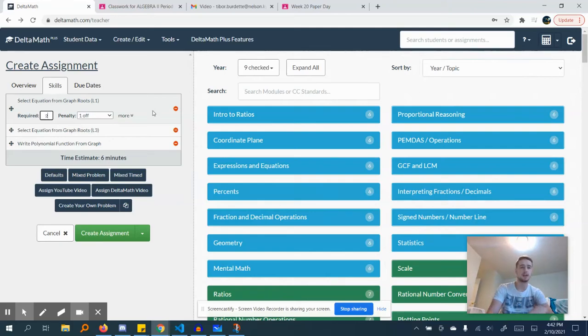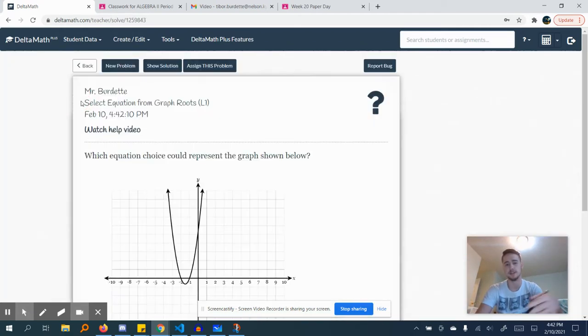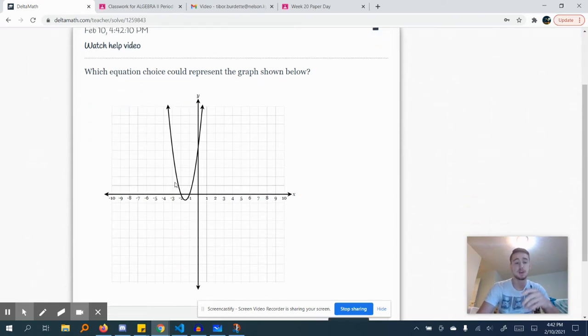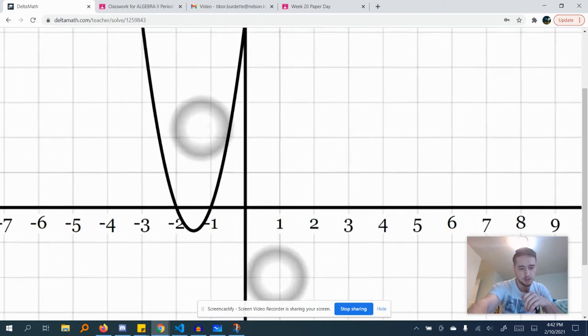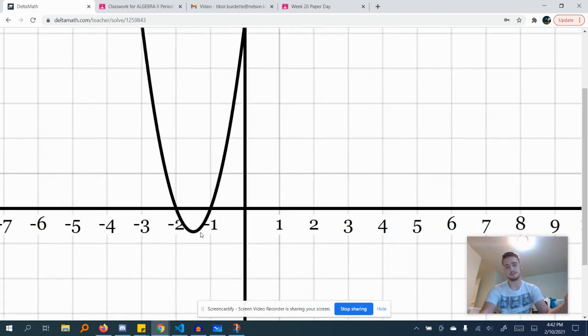Hello. Today we look at solving an equation from a graph of roots. So what we do, we select level 1. Which choice could represent the graph shown below? What we need to keep track of are the roots. Roots are where the function crosses the x-axis, where the value equals 0.